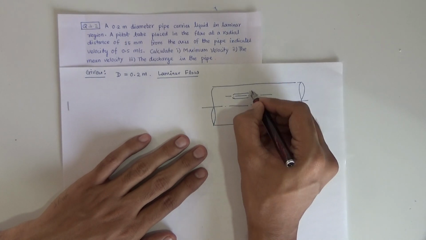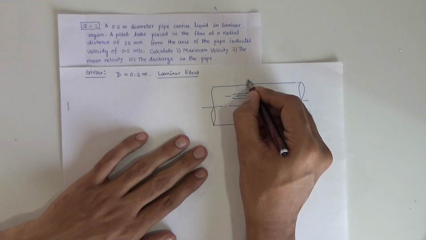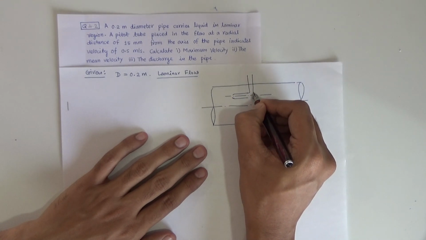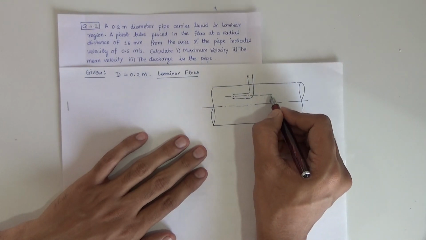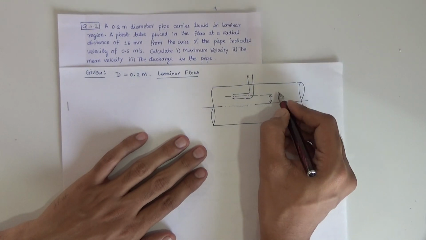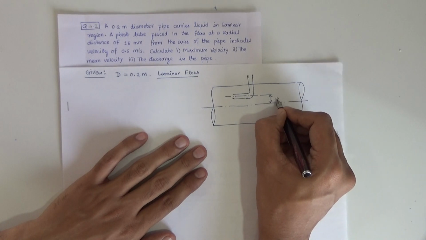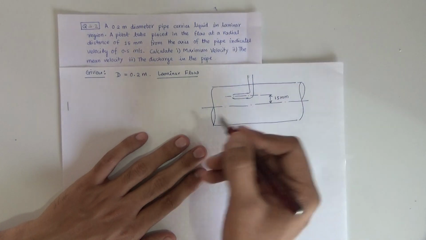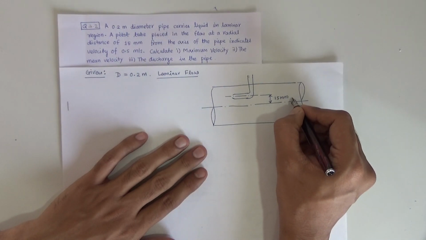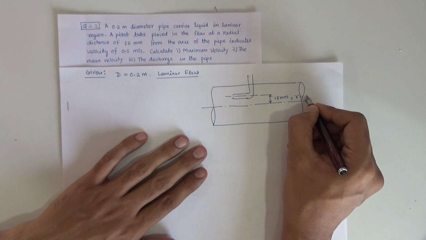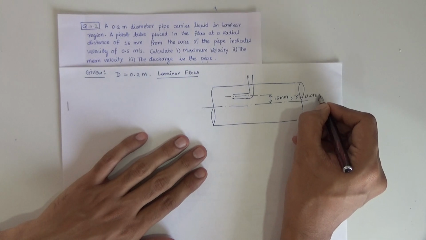To understand this you must know what a pitot tube is first. So this is a pitot tube used to measure the velocity. So this is placed at what location? This distance is how much? 15 mm from the axis. So indirectly the radius is given. So this particular r is given, that is 0.015 meter.